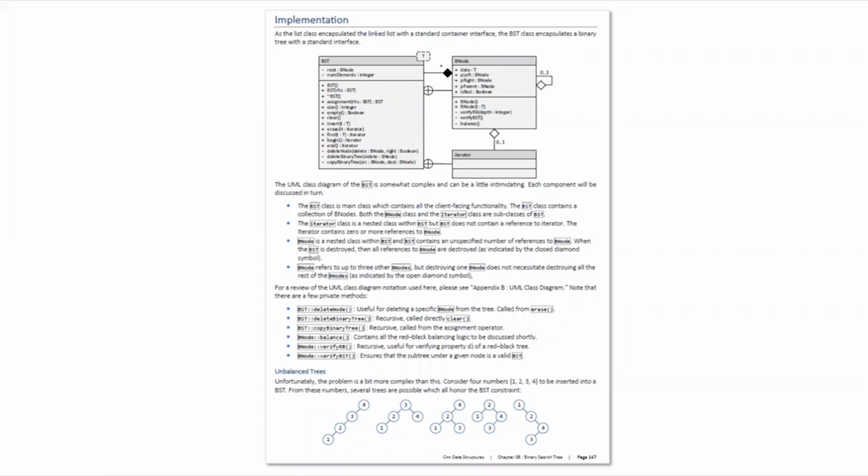You can learn more about the BST, including red-black balancing and iterators, in the BST chapter of the C++ data structures textbook.